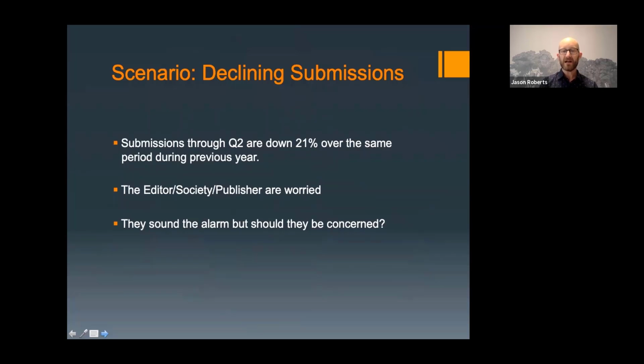First of all, this is probably a common one that you may have faced. The scenario is this. At your journal, submissions through the end of the second quarter are down 21% over the same period during the previous year. So let's say Q1, Q2 of 2020 versus Q1, Q2 of 2021. Now the editor or the society or the publisher, whoever's in charge of this journal, they're worried and they've come to you saying, what's going on? They sound the alarm, but should they be concerned?